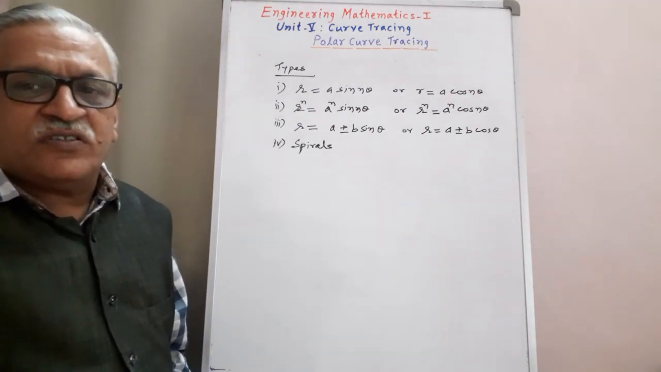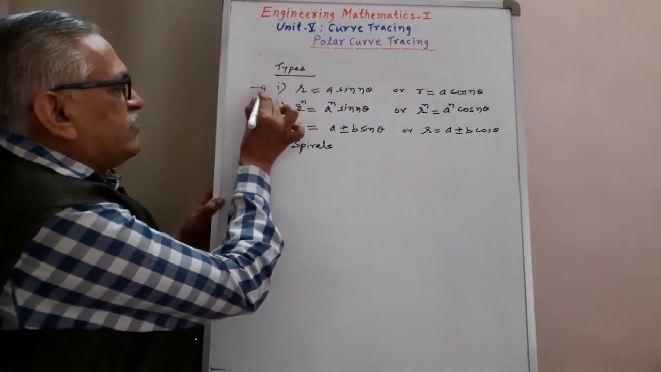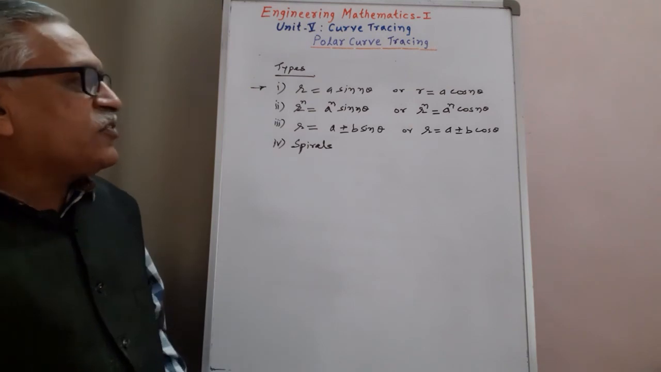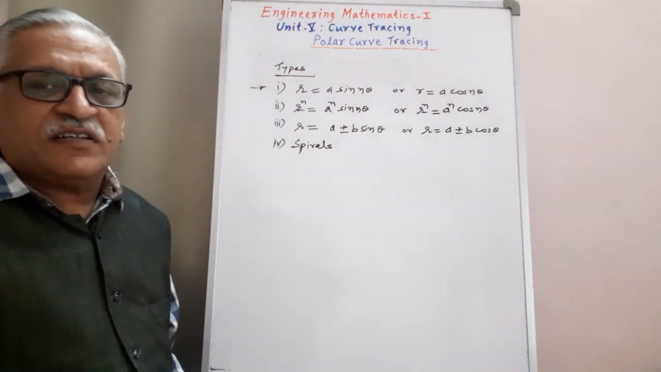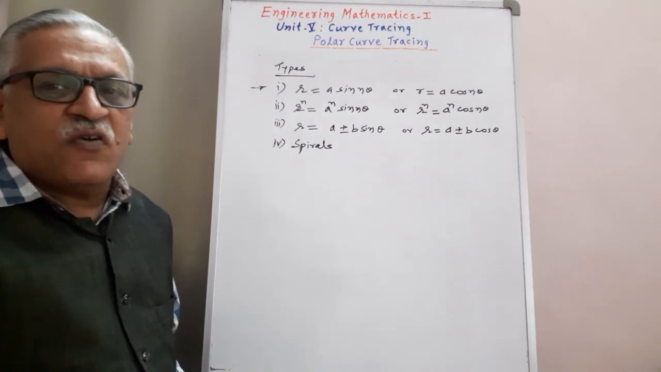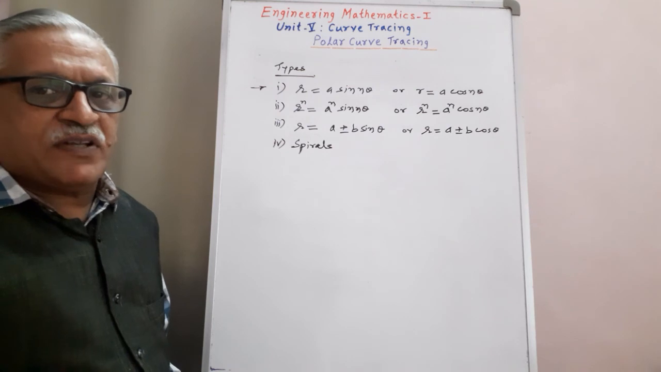In my next video, I will go for the first type, that is r = a sin nθ, or r = a cos nθ. I will discuss how we can trace that type of polar curve with some simple examples.